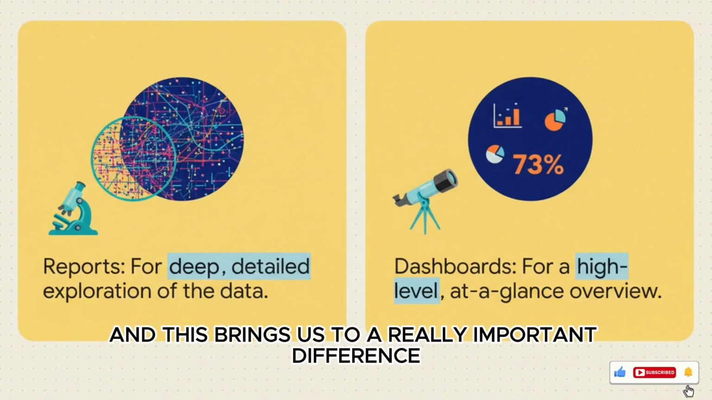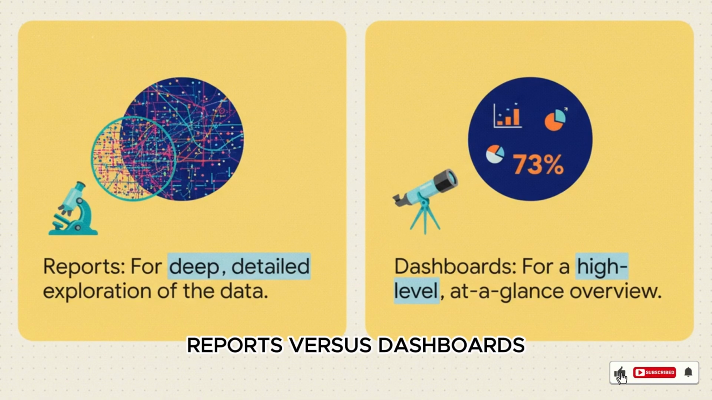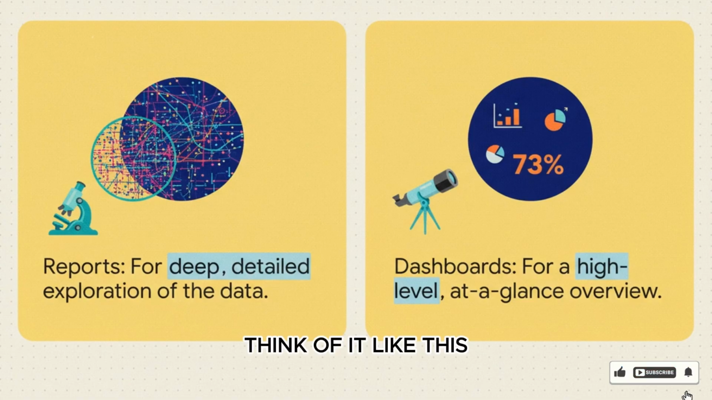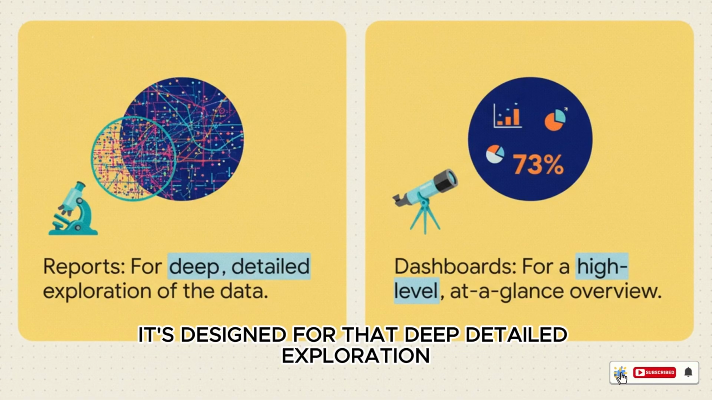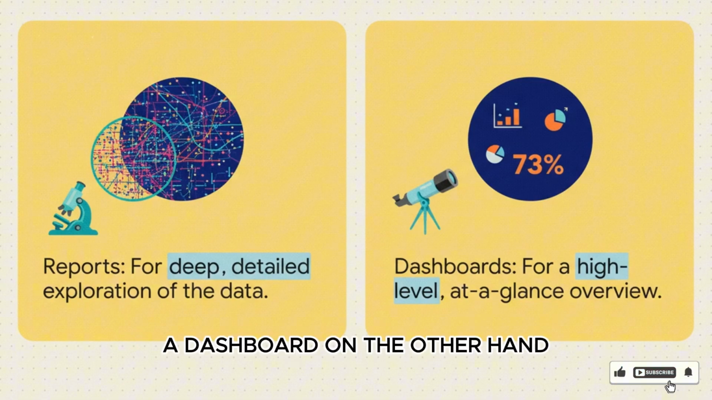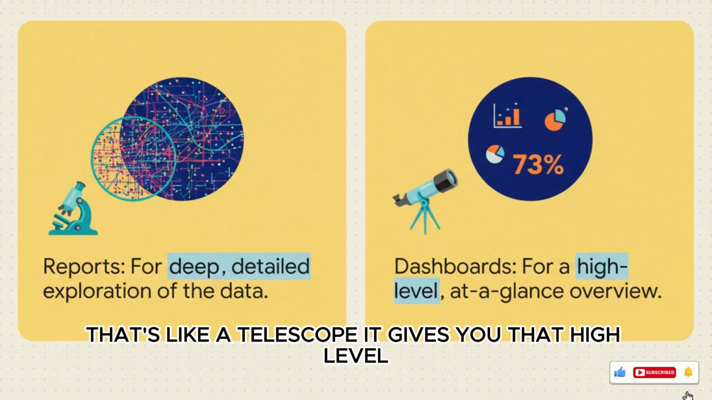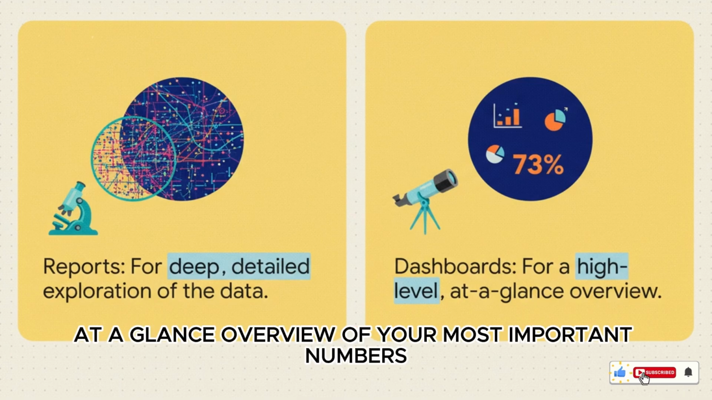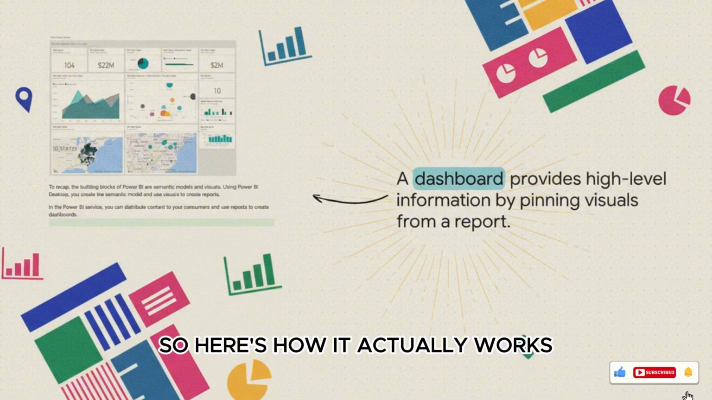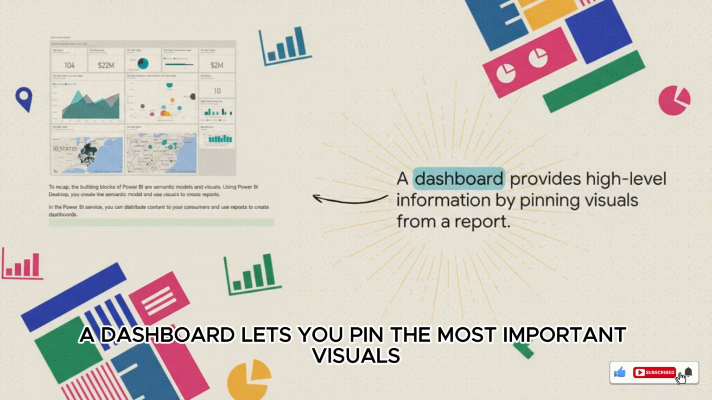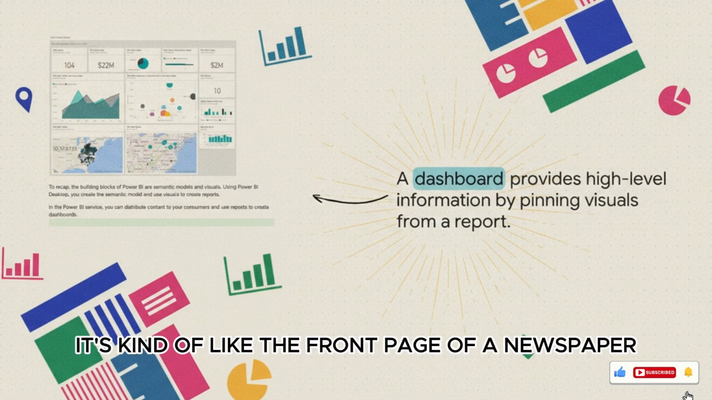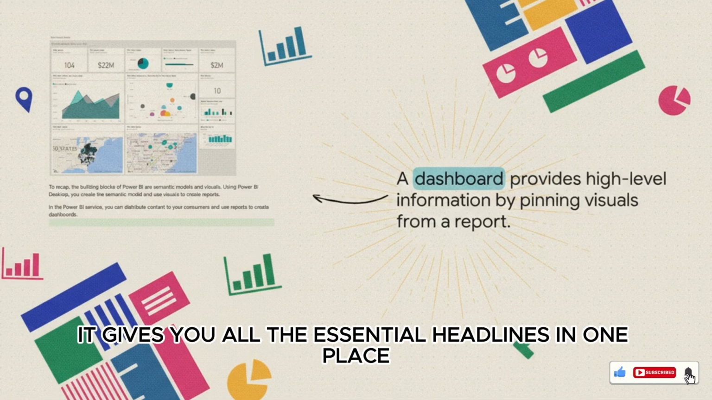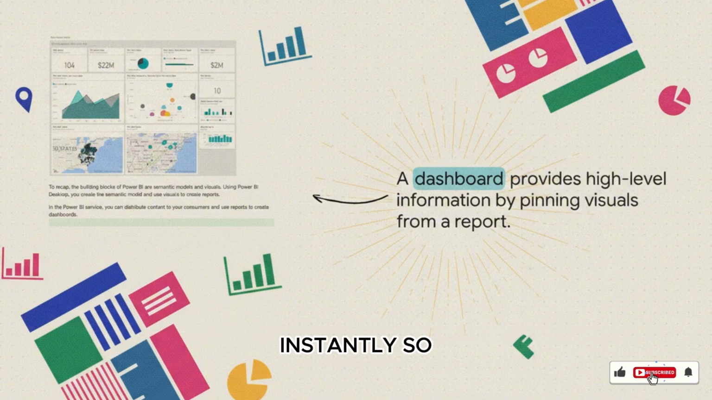And this brings us to a really important difference: reports versus dashboards. Think of it like this. A report is kind of like a microscope. It's designed for that deep, detailed exploration. A dashboard, on the other hand, that's like a telescope. It gives you that high-level, at-a-glance overview of your most important numbers. So here's how it actually works. A dashboard lets you pin the most important visuals from all your different reports onto one single screen. It's kind of like the front page of a newspaper. It gives you all the essential headlines in one place, instantly.